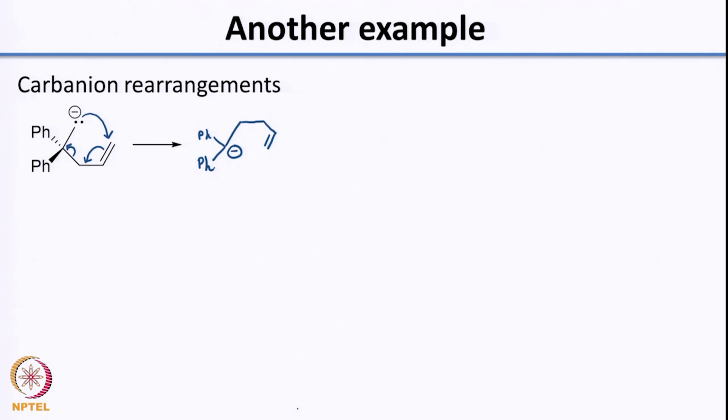Now what is the driving force for this rearrangement? You have this anion which is formed here, right next to two aromatic rings. So that is your driving force for the rearrangement, because you are stabilizing the carbanion, similar to what you had studied in the case of carbocations. Whenever you have a rearrangement, there should be some reason for the molecule to do it. So it would do it if it finds some advantage in migration.